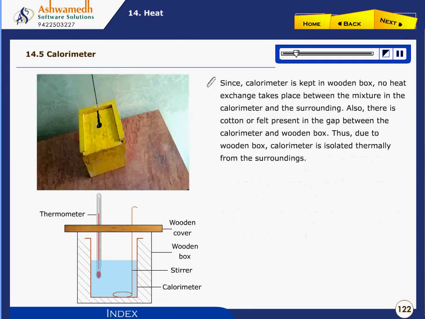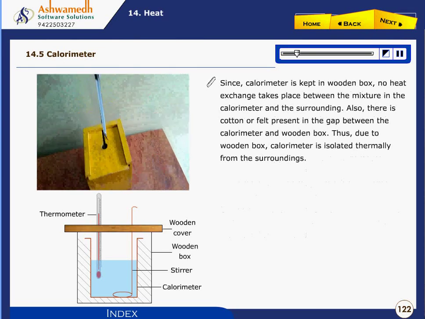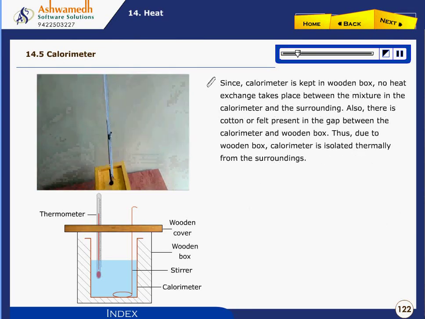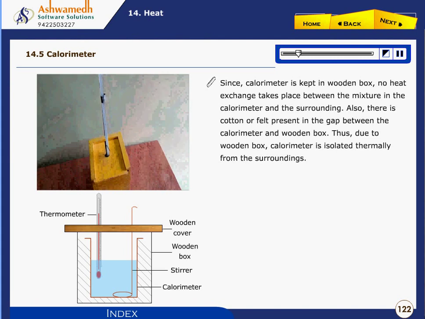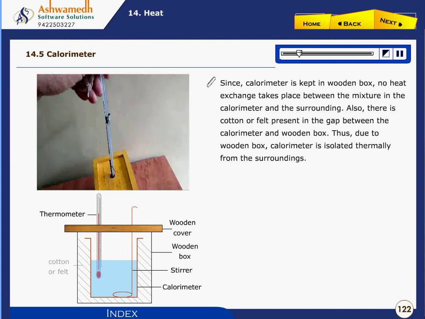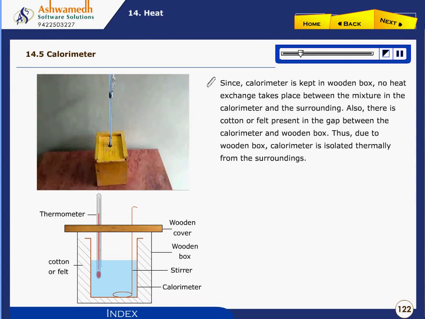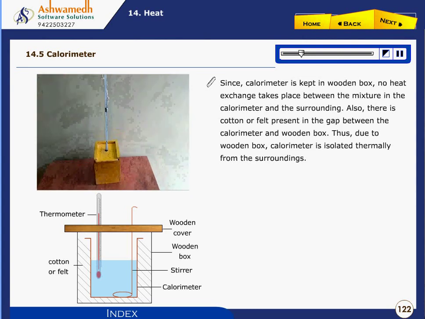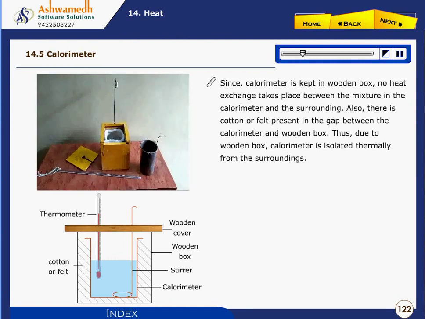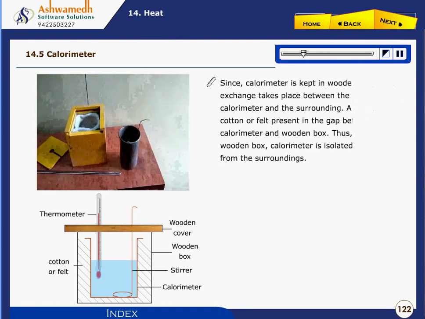Since calorimeter is kept in a wooden box, no heat exchange takes place between the mixture in the calorimeter and the surrounding. Also, there is cotton or felt present in the gap between the calorimeter and the wooden box. Thus, due to the wooden box, the calorimeter is isolated thermally from the surroundings.